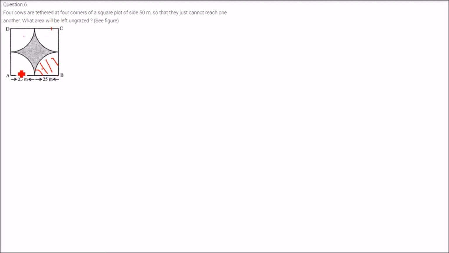What area will be left ungrazed? So this area, this area, this area, this area, all will be grazed. Means they will eat the grass here. But this region will not be. This region will be left. So what we have to find out is the area of the square minus the area of these 4 quadrants.